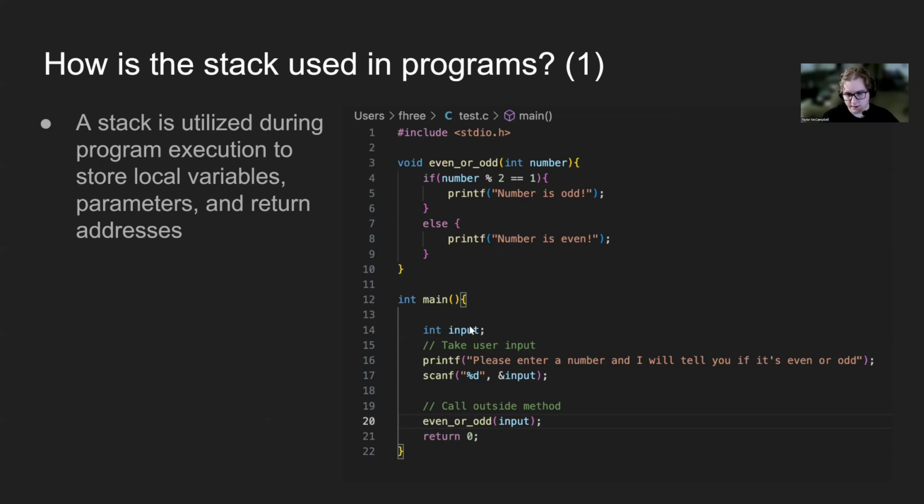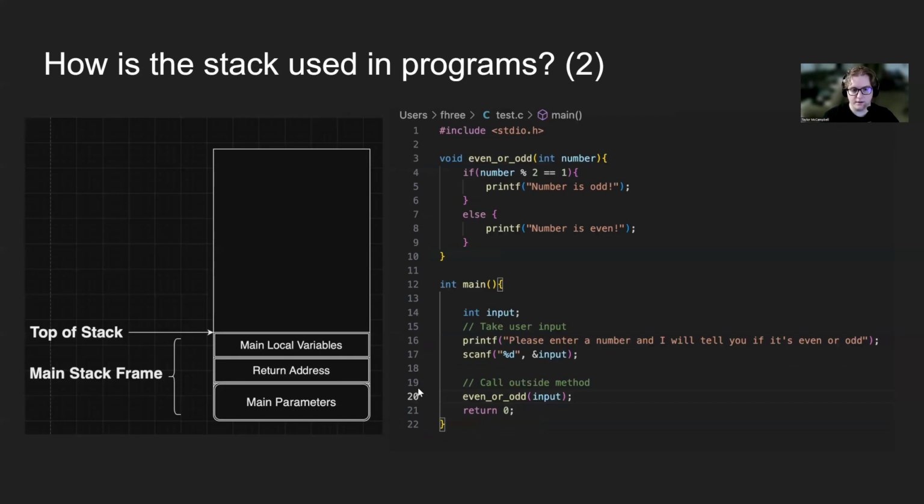So we create an integer variable, we take the user input using scanf, and then we call a different function, even or odd. And so when we call this function even or odd, what we do is we put its parameters on the stack. We put the return address of main that when even or odd is finished, it's going to jump back to. And then we have space on top of that for the local variables that even or odd is going to use during its execution.